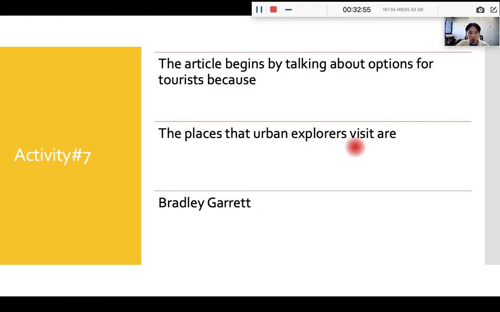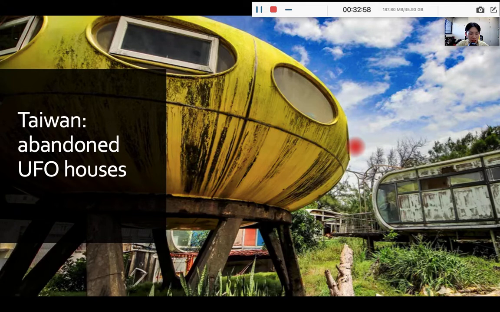Okay, so after reading this article, we learn a new way of traveling, which is urban exploration. And the people who do this are called urbexers. And we learn two examples, Bradley Garrett and Zhao Yang. And in the end, the author recommends that we take different ways of traveling into consideration. So try to think about this. Is this your cup of tea?